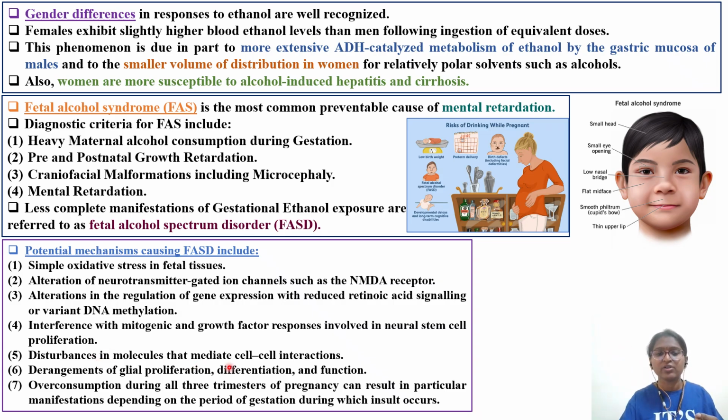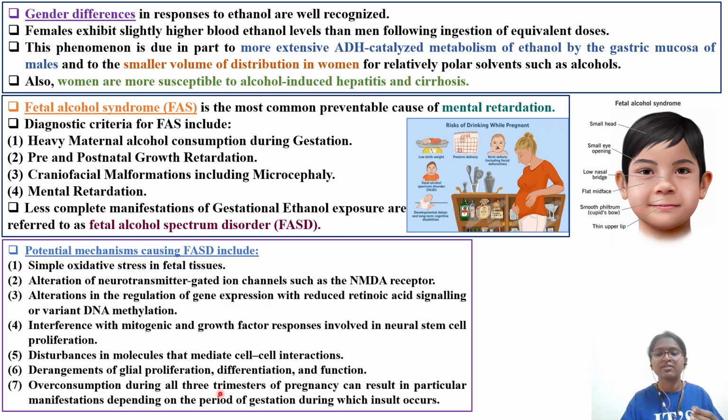Disturbance in molecules that mediate cell-cell interaction. The crosstalk between the cells will be disrupted. We are talking about ethanol toxicity in the case of the fetus only. Okay, then we have derangements of glial proliferation. That is, neuroglia will be there in between the neurons, differentiation and function, because they're still in a developing stage.